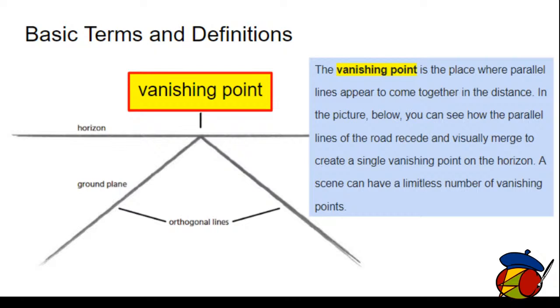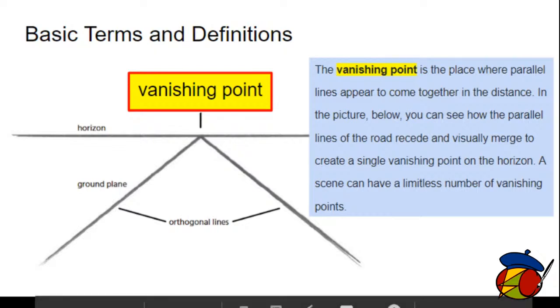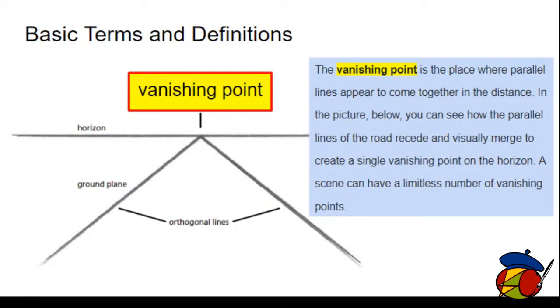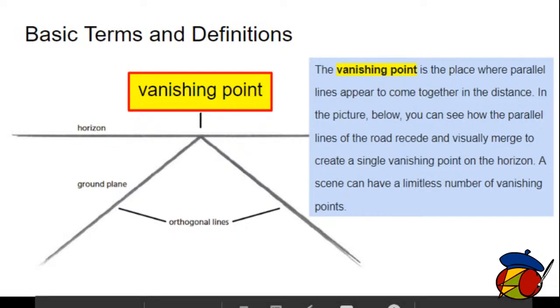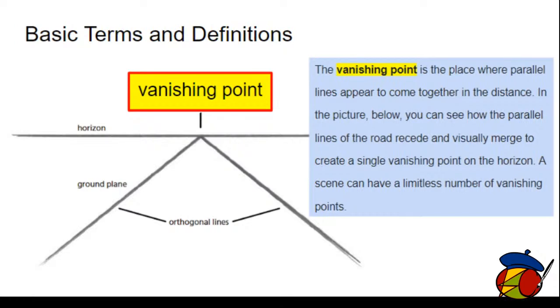Here you see the vanishing point. That's the place where parallel lines, imagine you're in the middle of a street looking out into the distance, appear to come together in the distance. In the picture below, you see how the parallel lines of the road recede and visually merge to create a single vanishing point on the horizon. A scene can have a limitless number of vanishing points, okay?